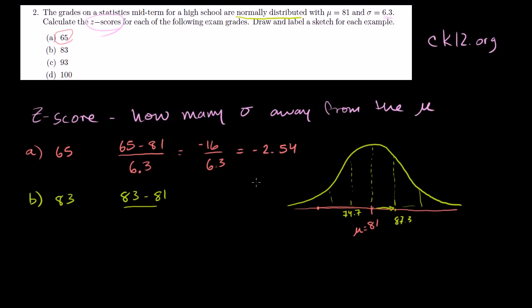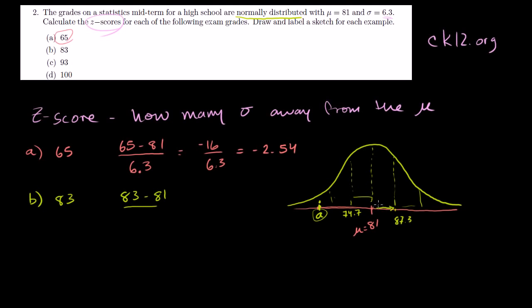How many standard deviations? So this was part A. A was right here. We were 2.5 standard deviations below the mean. So this was part A: 1, 2, and then 0.5. So this was A right there, 65. And then part B, 83.